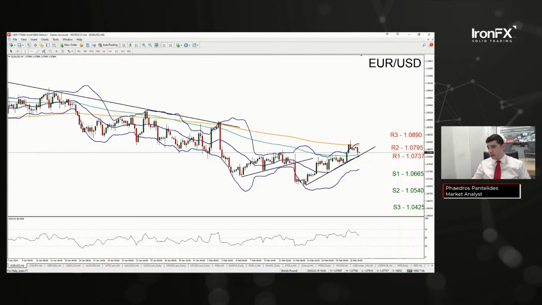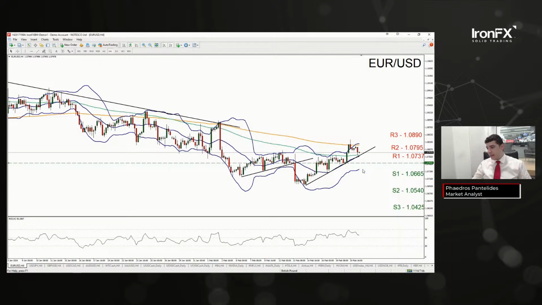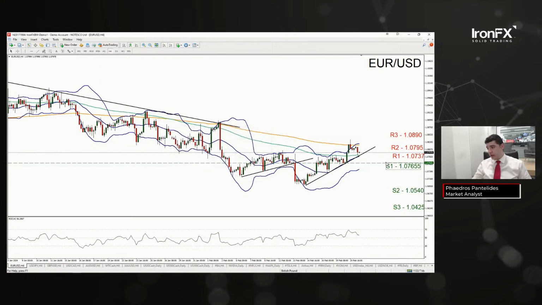Now, in terms of support and resistance, I'm going to be taking this previous swing high, this higher low at 1.07655. So rounding it up, 1.0765, and that would be our S1. So we have S1 here. Found support, failed to break and moved higher. Resistance, this high here, failed to break above and moved lower. So this is S1 and R1. I'll be changing the colors in just a minute.